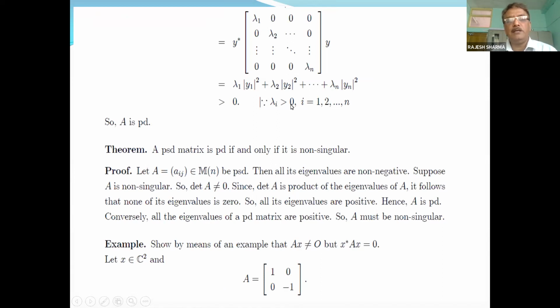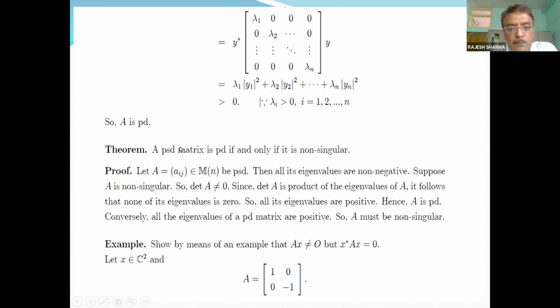Since all eigenvalues are strictly greater than 0 and at least one of y1, y2, up to yn is non-zero, this sum is strictly greater than 0. So A is positive definite. This means positive definite means A is Hermitian and its eigenvalues are all positive. Correct? Next theorem: a positive semi-definite matrix is positive definite if and only if it is non-singular.